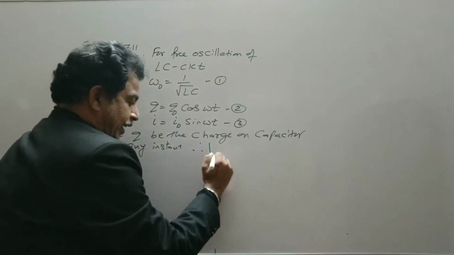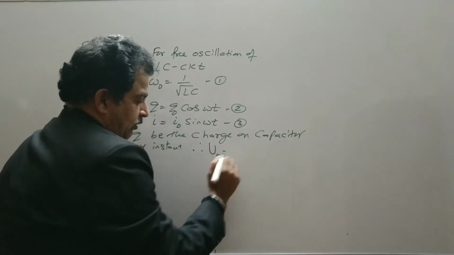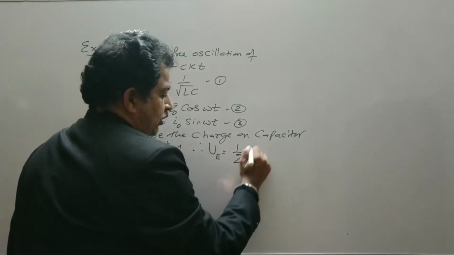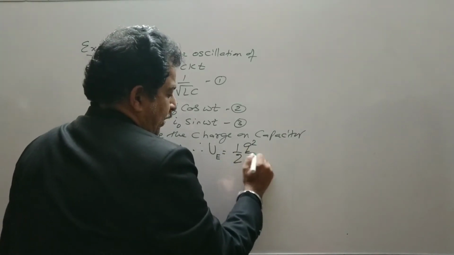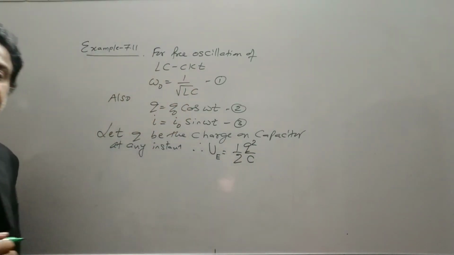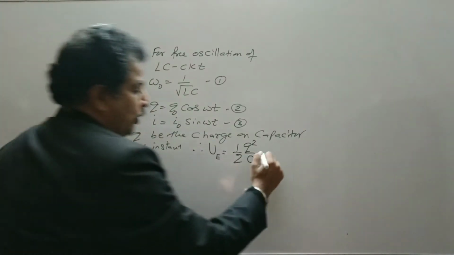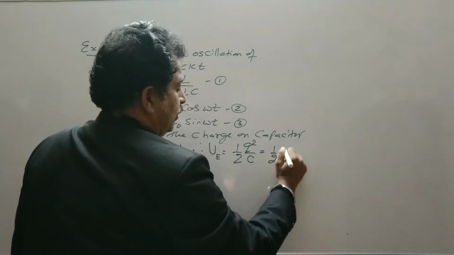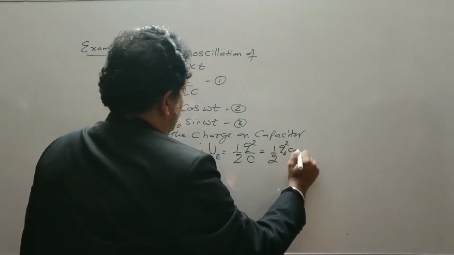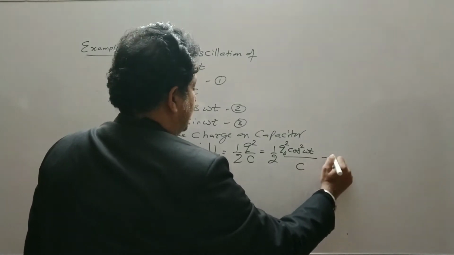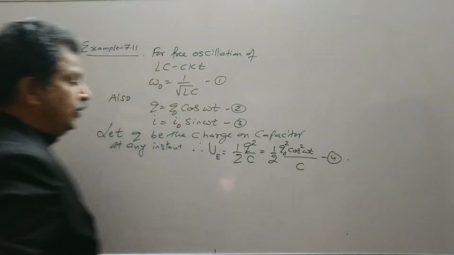Therefore, the electrical energy U_E is half Q square by C at any instant. So Q was the charge at any instant. We substitute this Q here. So it becomes half Q naught square cos square omega t by C. That is equation number 4.